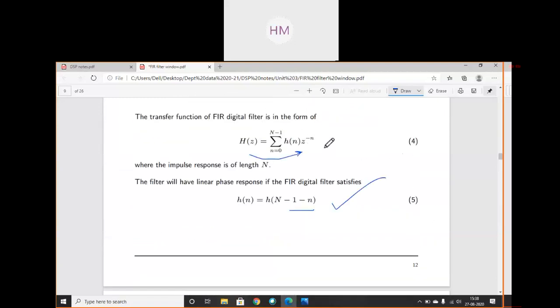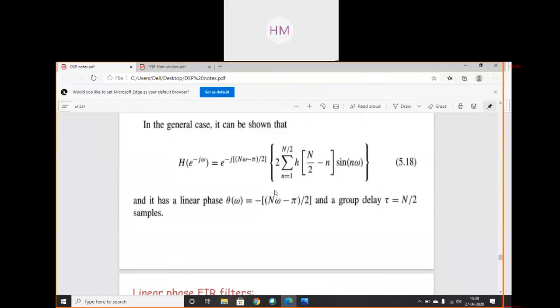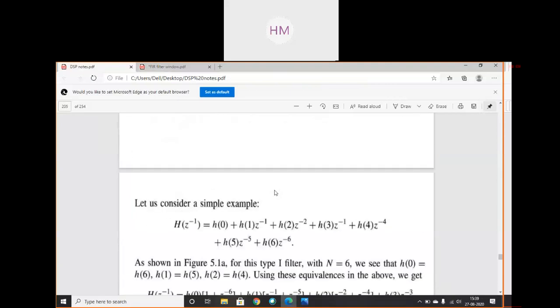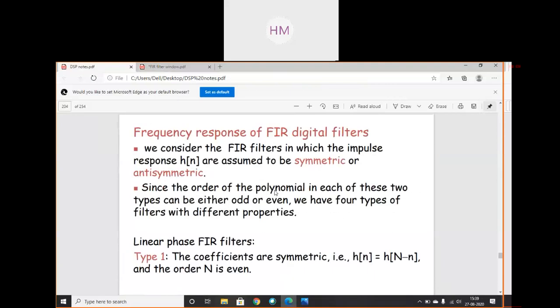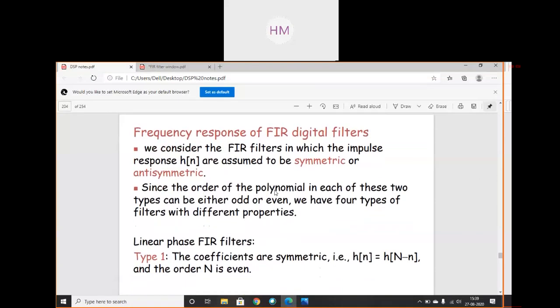This is the basic equation. This is the condition for linear phase FIR filter. See, we are having many linear phase FIR filters, which we won't be discussing because in your syllabus it is clearly mentioned that FIR filters using windowing techniques we have to simplify. But I will discuss it a little bit because you will get confused otherwise.